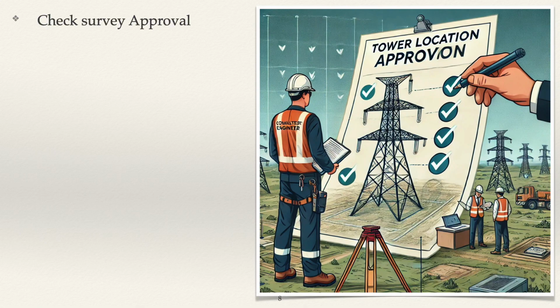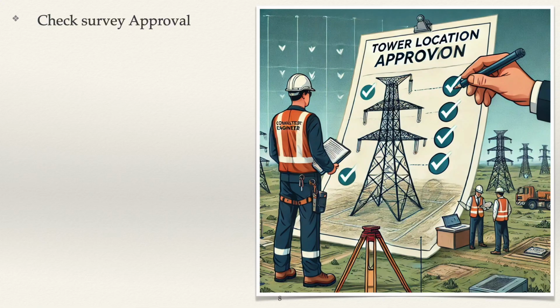CE approval on check survey after site visit. After the consultant engineer, CE, completes the site visit to verify the contractor's check survey, their approval signifies that all field data, alignment details, and project conditions are satisfactory and aligned with the design specifications. This approval is a critical milestone as it clears the way for construction activities to begin. The CE's evaluation ensures accuracy, compliance, and readiness for the next phase of the project.